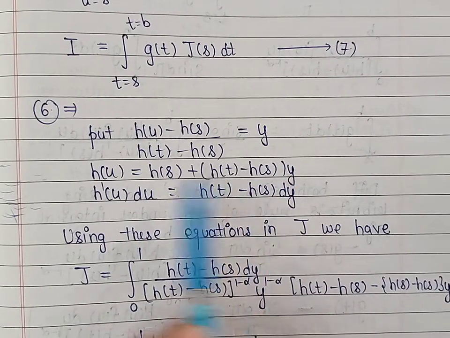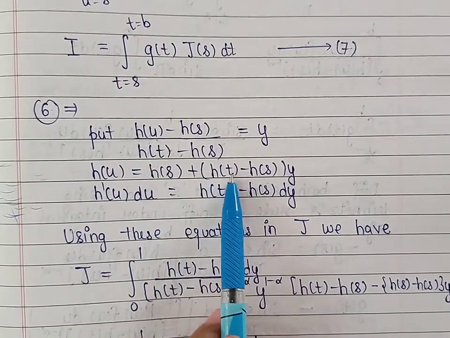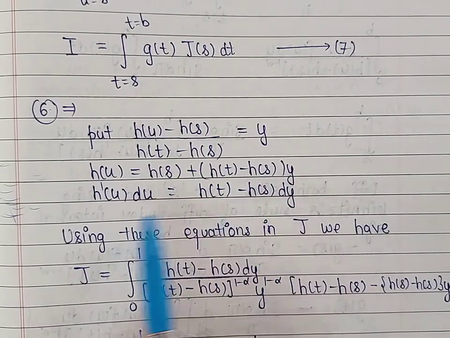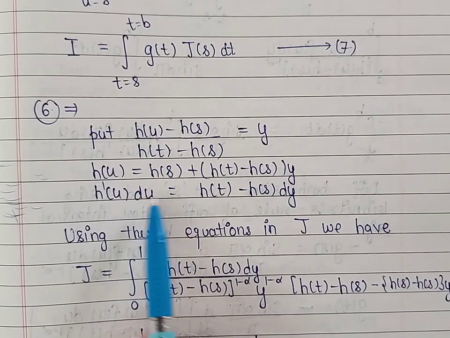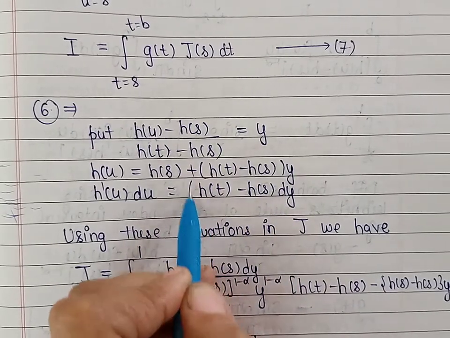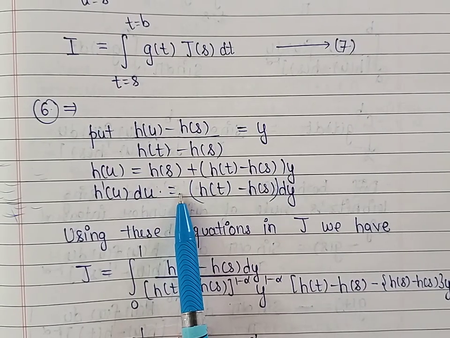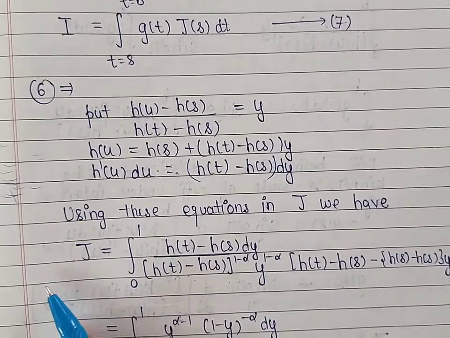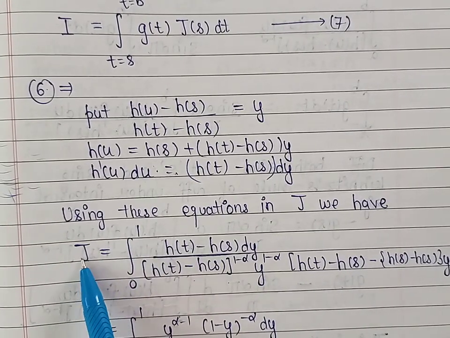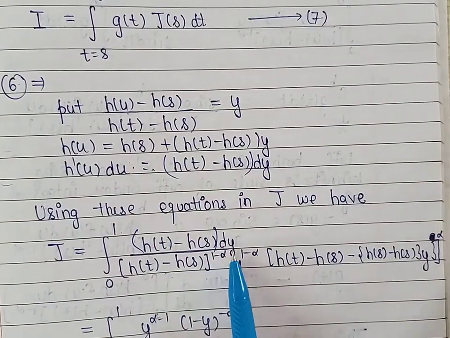Now differentiating both sides, here we get h'(u) du; the derivative of h(s) will be 0, and the derivative of this term, where h(t) - h(s) is fixed, will be dy. So we get h'(u) du = (h(t) - h(s)) dy. Now we can substitute these values in the integral J. Also the limits of integration will change, they will become 0 to 1. So we get J = integral 0 to 1 of (h(t) - h(s)) dy.